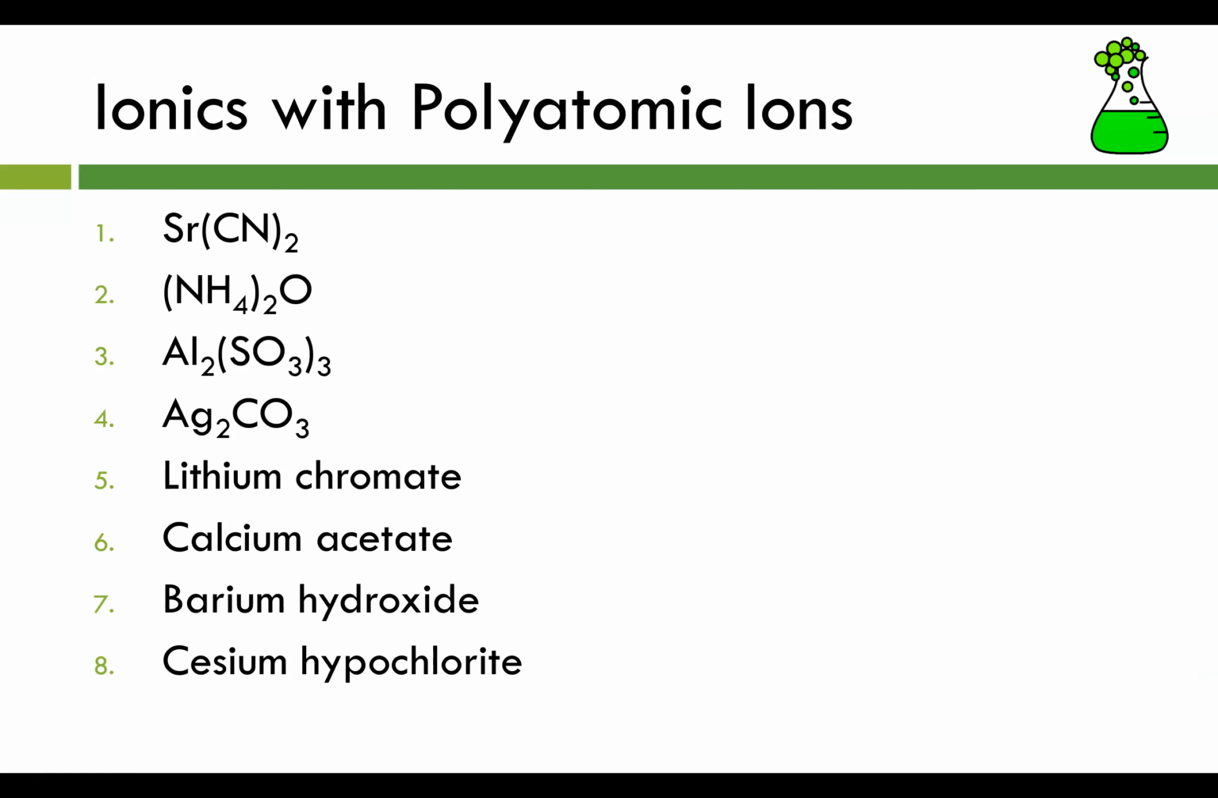Time to do some practice. Pause the video, try them out, check your work. Let's take a look at these. First one, Sr parentheses CN 2. This is strontium cyanide. Cyanide is one of the rare polyatomic anions that ends in ide. Cations can be polyatomic as well. This is a really common one, NH4 parentheses 2 O. That's ammonium oxide.